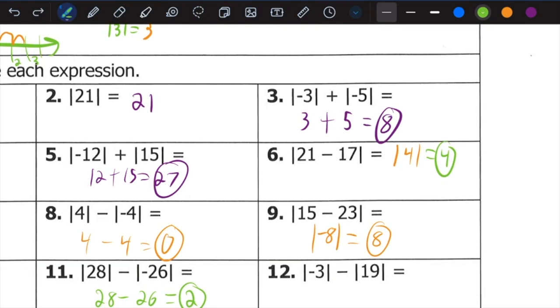Number 12 here, we have -3 and -19. So the absolute value of -3 minus the absolute value of 19, my apologies. So that'd be 3 minus 19, or -16.